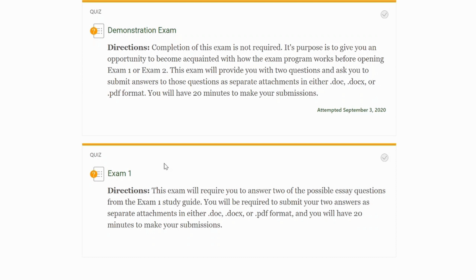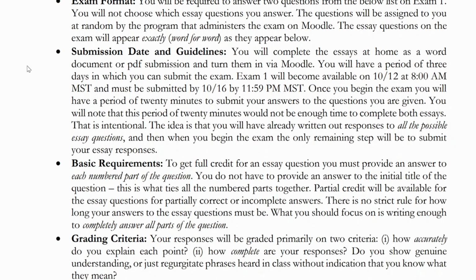If you want to take the whole week to prepare your answers, that's totally fine, as long as you get it in by the deadline, but do not click that before you're ready. Okay, I think I've said that probably enough times at this point.